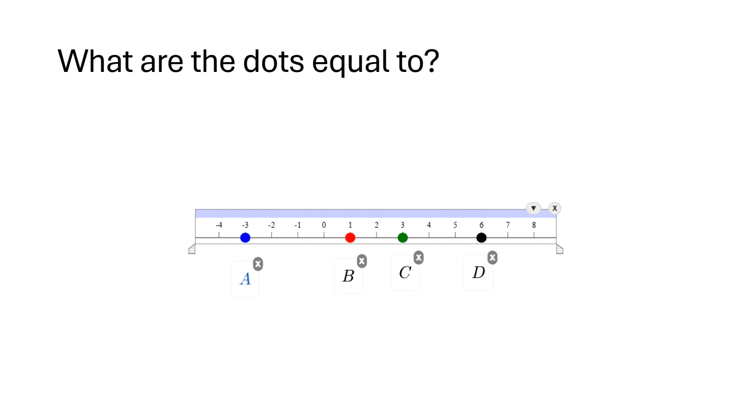Alright, now, what are the dots equal to? So what is A equal to? So A looks like it's at x equals -3. How about B? B looks like it's at x equals 1.